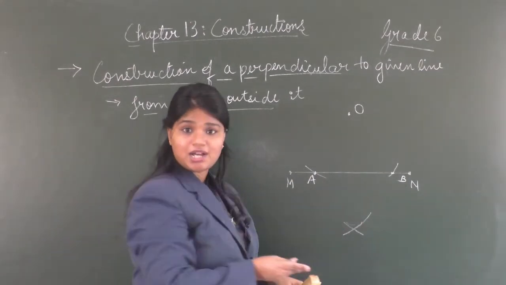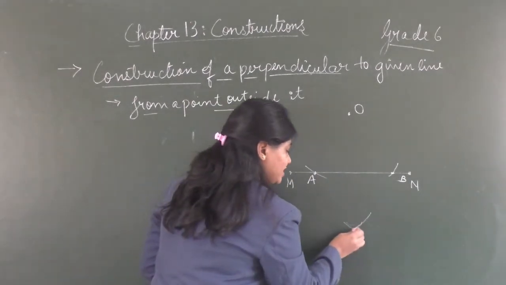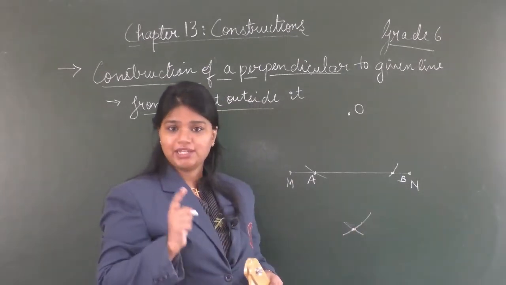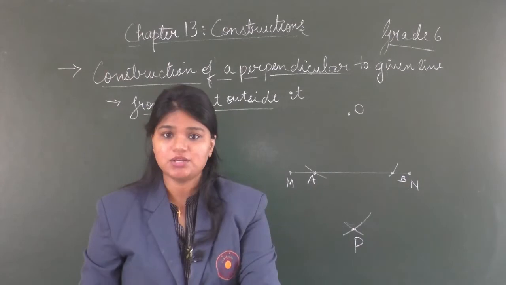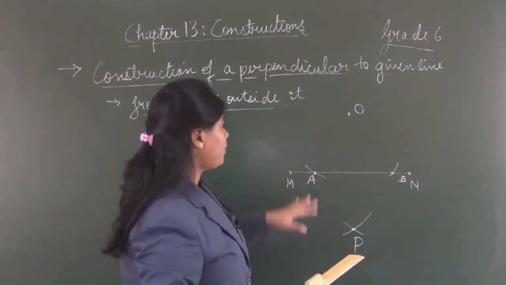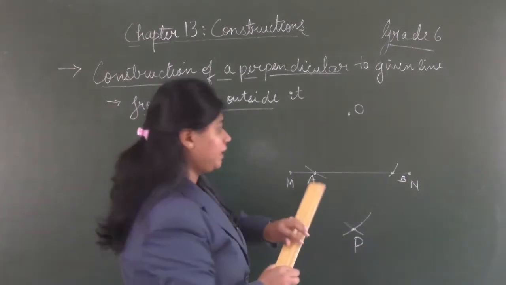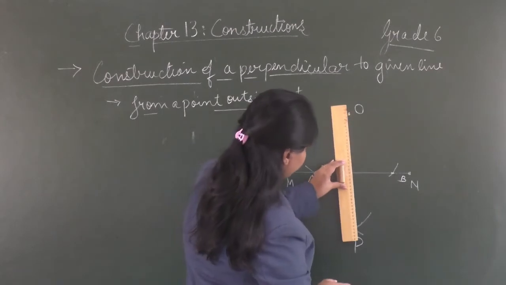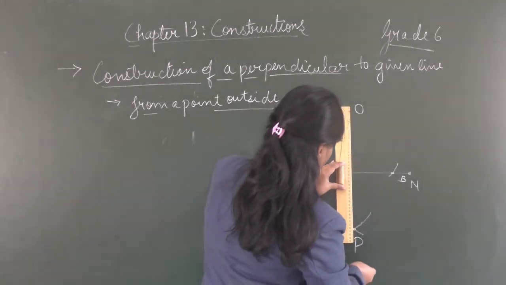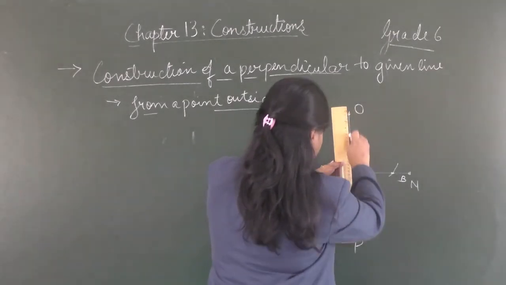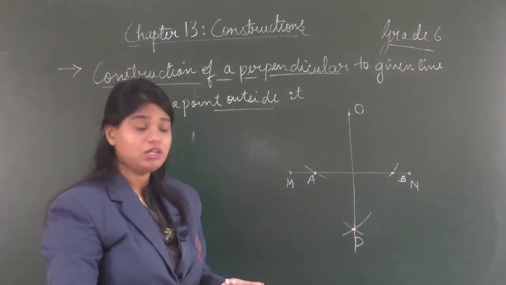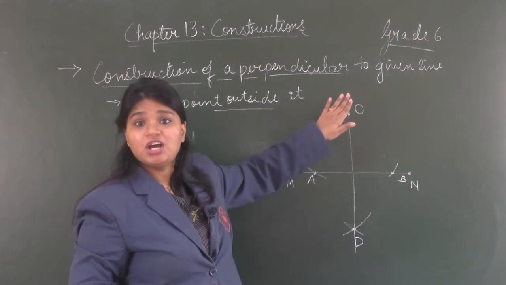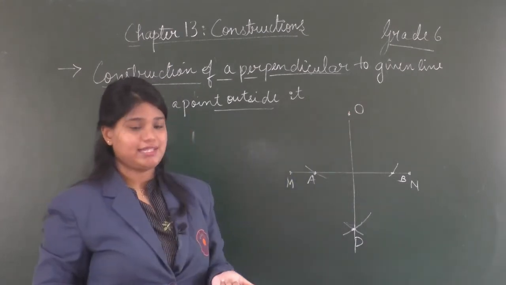So, these two arcs are cutting each other or intersecting at each other. So, I can name this point as P. Now, the final step, you will join the points O and P using your ruler. So, here I am joining OP. So, I have got a perpendicular which passes through point O, that is outside the line segment.